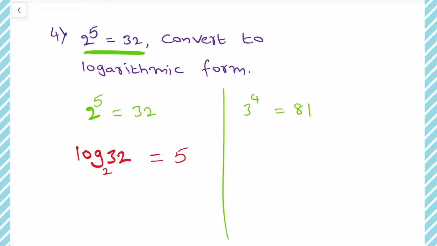Here 81 is the answer, right? So log 81. Here power 4 is there, so equal to 4. Then the remaining is number 3. That number 3 you write as the base. So log 81 base 3 equals to 4. This is the logarithmic form of the given question, 3 power 4 equals to 81.